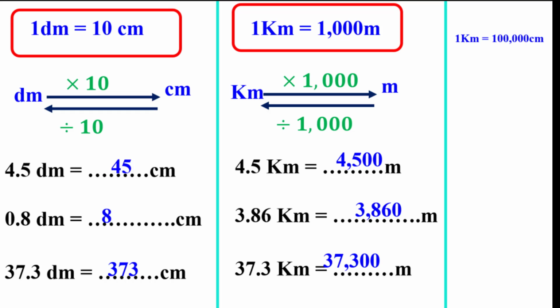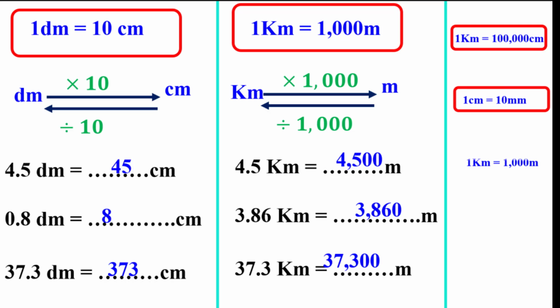We studied before that 1 kilometer equals 100,000 centimeter. To convert from kilometer to centimeter, just here we will multiply by 100,000. So move the decimal point here 5 decimal places to the right. Don't forget, 1 centimeter equals 10 millimeter. Don't forget, multiplying by 10.